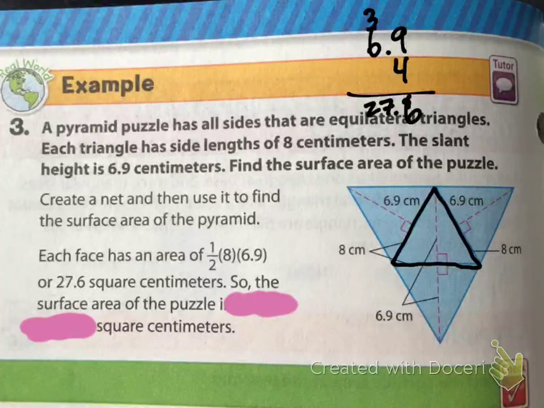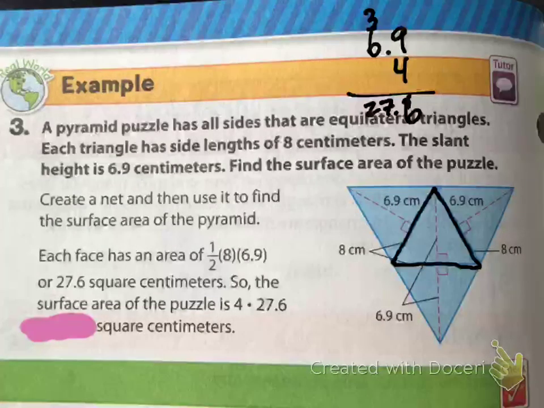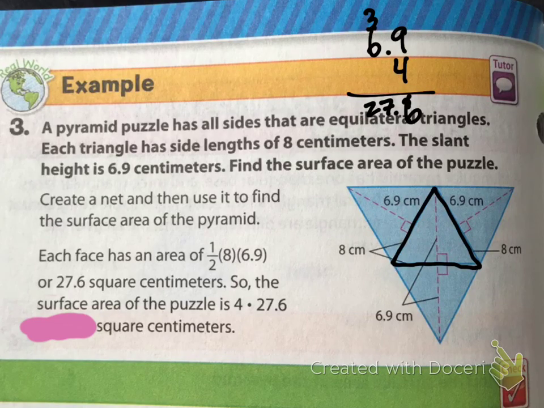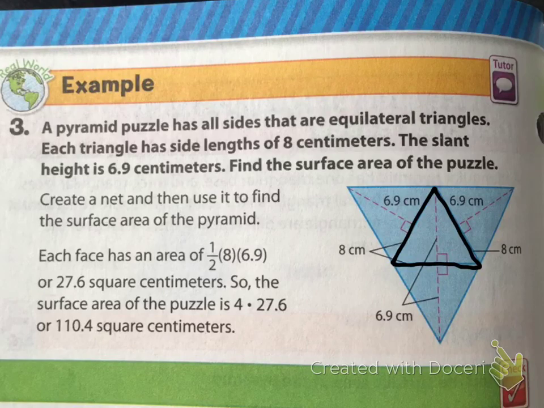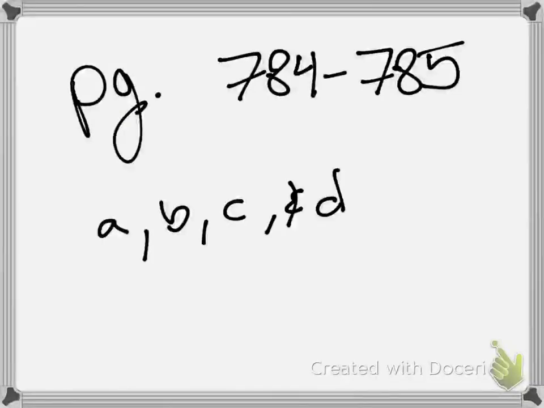So the surface area of the puzzle is 4 times that because we've got 4 of those triangles, or 27 6/10 plus 27 6/10 plus 27 6/10 plus 27 6/10. We add them all together or we multiply and we get 110 4/10 square centimeters.